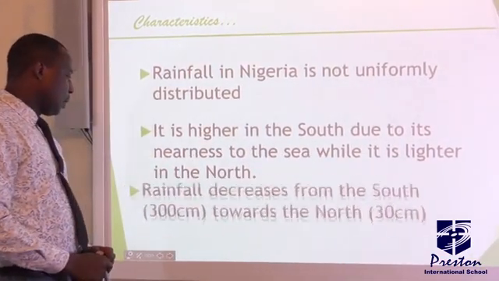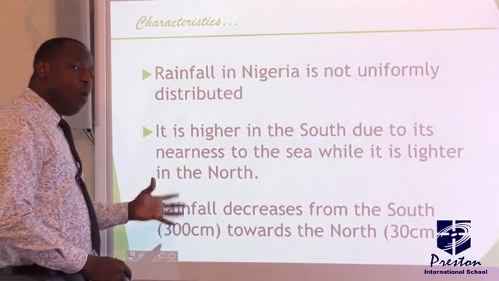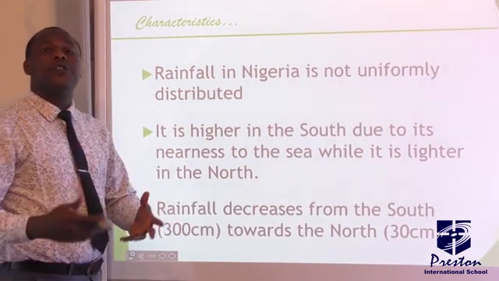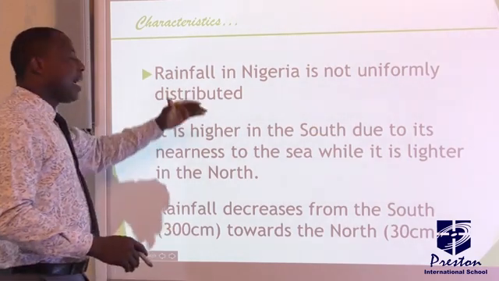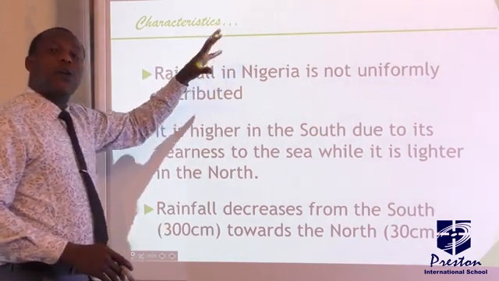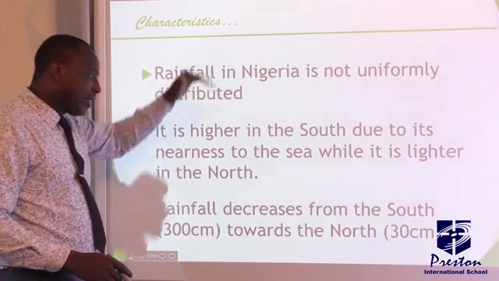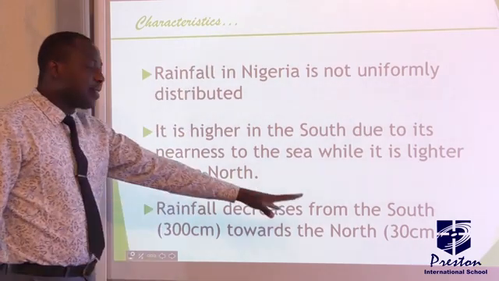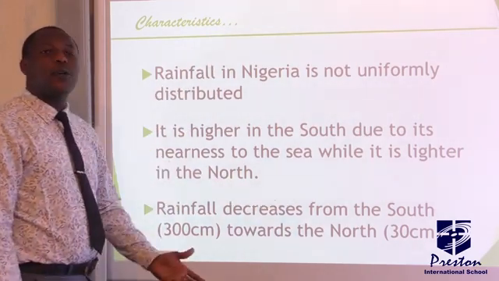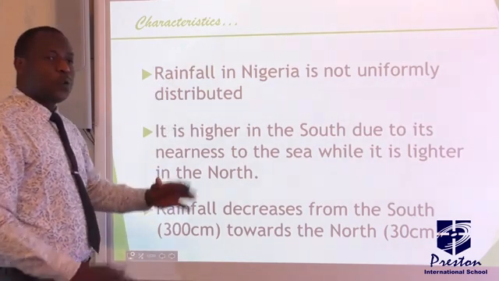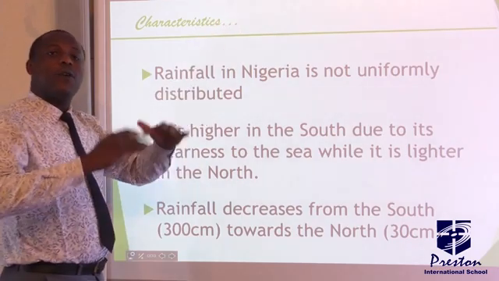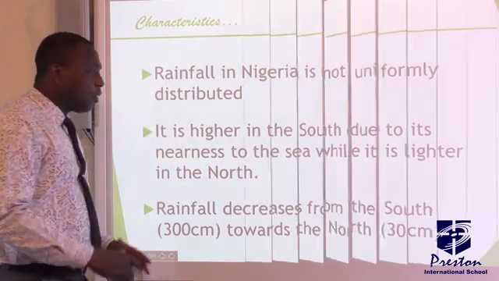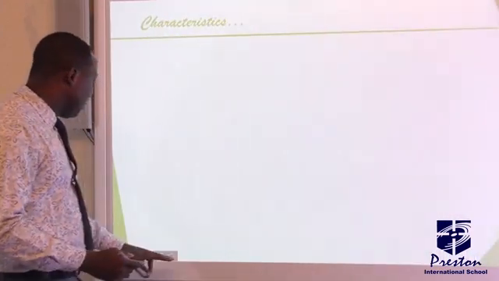Thirdly, the rainfall is more at the south, that is above about 300 centimeters, that's 3,000 millimeters in amount. And then as we move to the north, the rainfall amount decreases to just 30 centimeters, that's about 300 millimeters at the extreme north. So you see that from the southern part to the northern part, the rainfall decreases as it goes. Then there are other very important characteristics that we need to take note of.